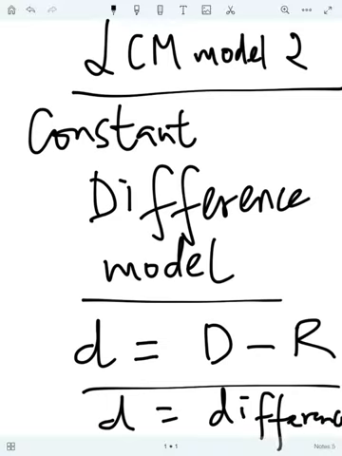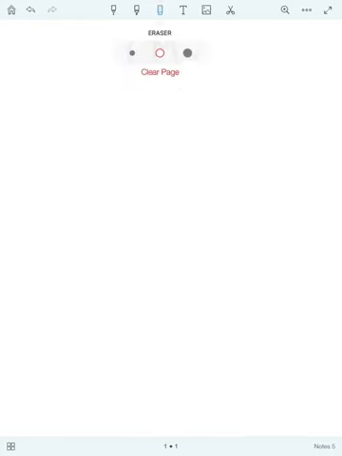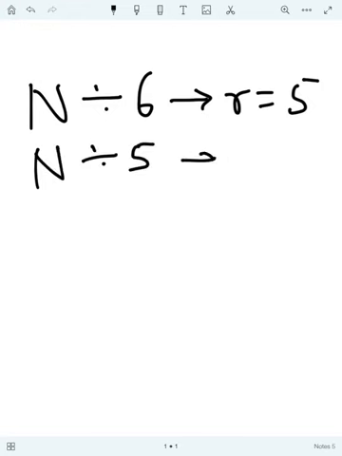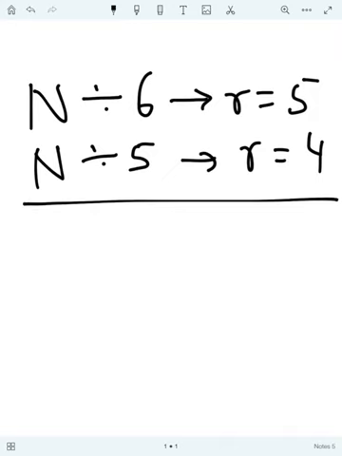So now let us take an example to understand this model 2. Suppose there is a number n. When you divide by 6, you get the remainder 5. The same n when you divide by 5, you get the remainder 4. So here we see the remainders are different. When you divide by 6, you get remainder 5, but when you divide the same number by 5, you get remainder 4.